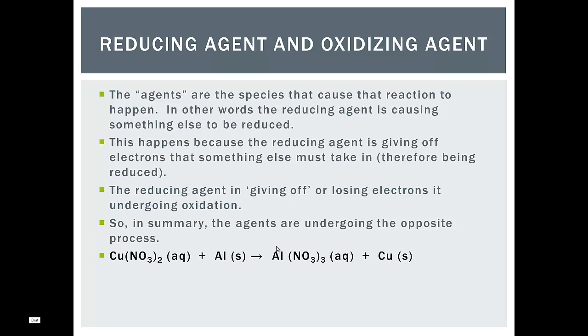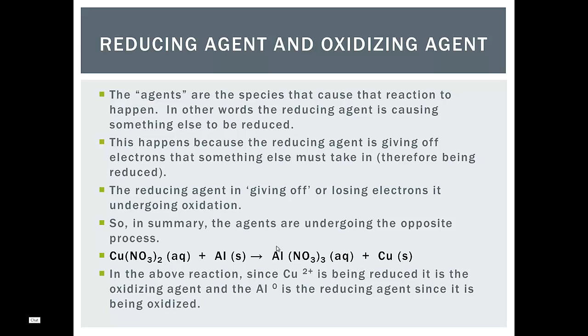So in the reaction we just looked at, the copper 2+ is being reduced, meaning it's gaining electrons. So it is the oxidizing agent. The Al0 is the reducing agent because it's being oxidized. So the Al0 is giving off its electrons and the copper 2+ is taking them. So they're kind of causing each other to lose and gain electrons.